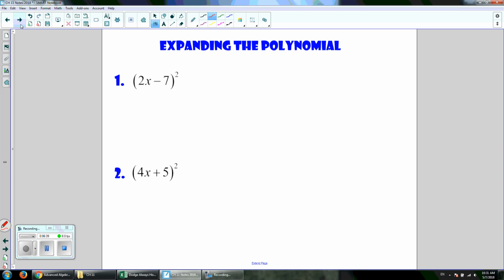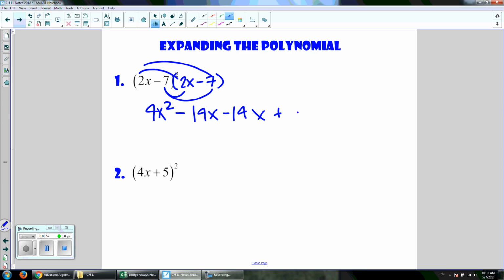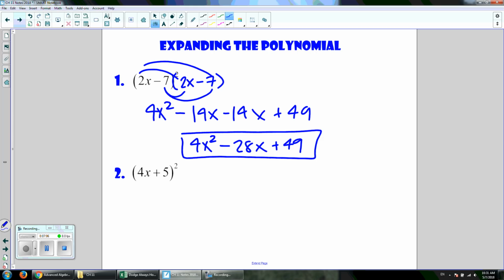Then we're going to remember how to expand them. So if I have the quantity 2x minus 7 squared, remember that means that there's 2 of those parentheses, and then I need to FOIL. So I get 4x squared minus 14x minus 14x plus a 49. Putting together those like terms, that would be minus a 28x plus a 49. Okay, that should be a review for you. If you were one of the people who went straight from here to here remembering that trick, then fantastic.